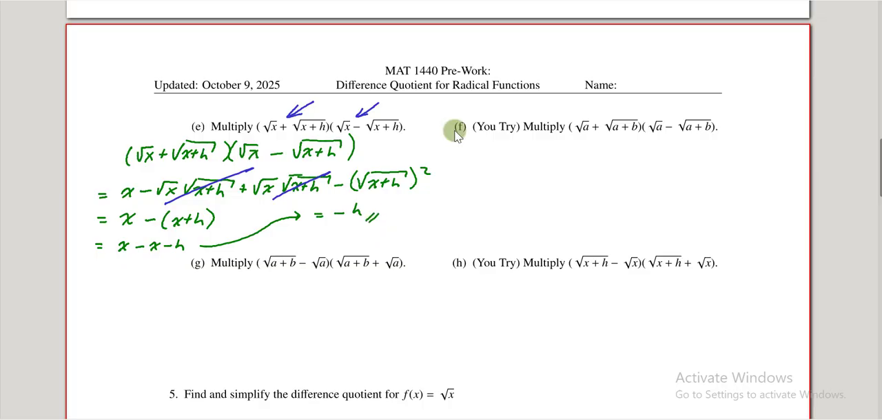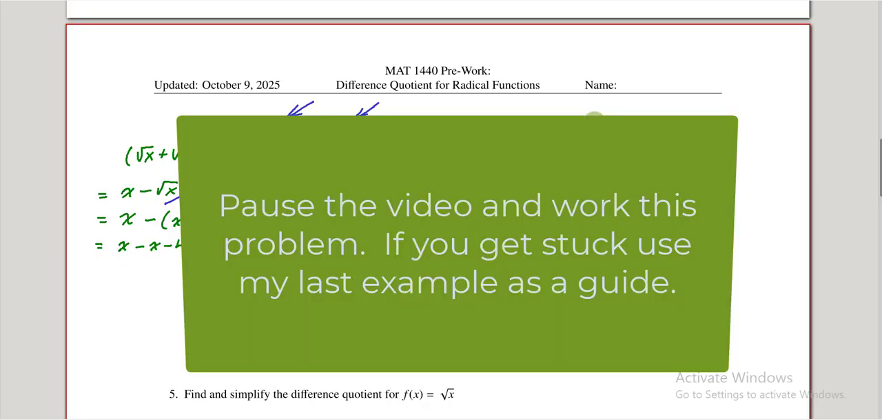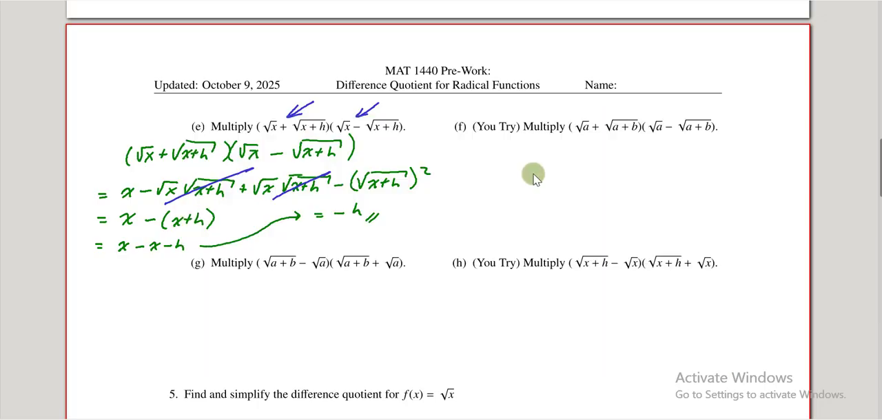Okay. So pause the video, give it a shot. I'd like you to try letter F. So folks, you should have found that the answer to letter F was minus b, but of course you need to show the work like we did over here.